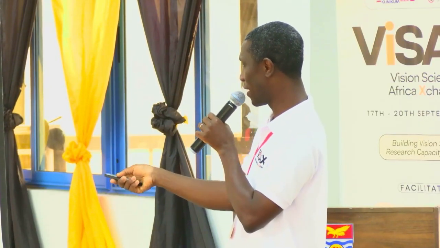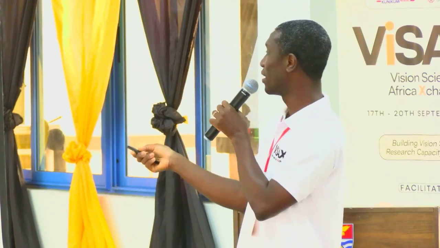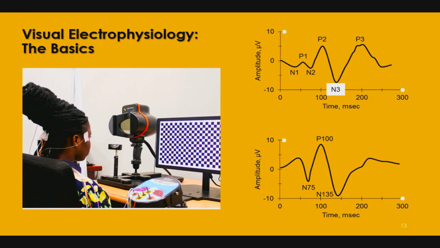All right, so then we have the VEP. So the VEP, again, like I told you, when you see N, when you see P, don't worry. There are two types of the VEP. We have the flash VEP and then the transient, the pattern VEP. What we'll be doing down there is the pattern VEP.